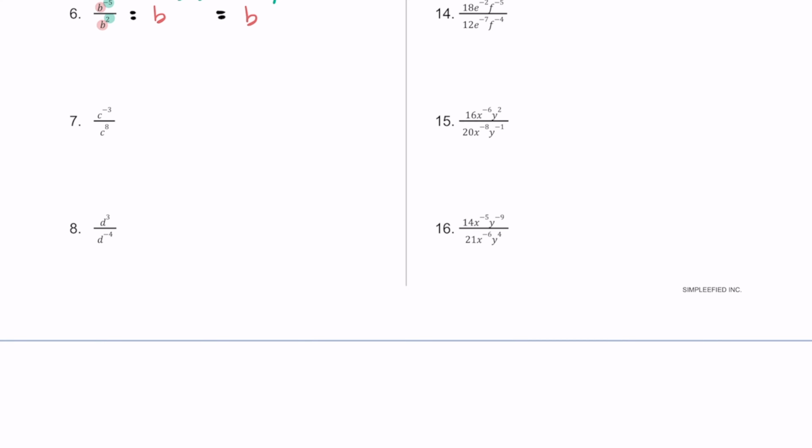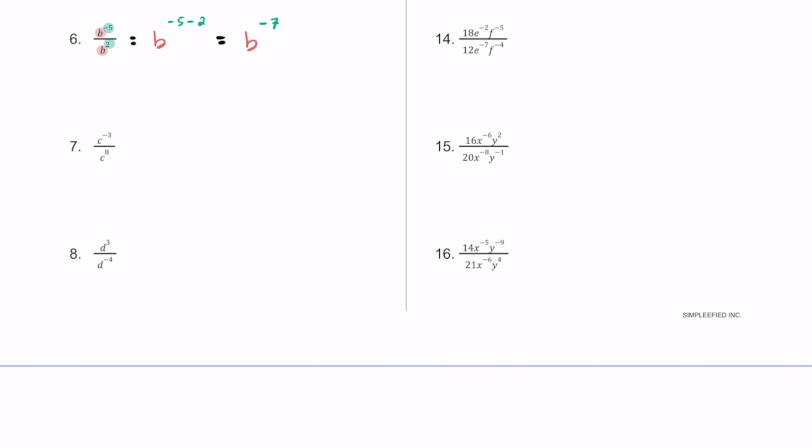Here's number 7. In this expression, we have common bases of c, so we can use that quotient rule and subtract that 8 from the negative 3. So rewriting this using one base, we can write this as c raised to the negative 3rd power minus 8. Now negative 3 minus 8 is the same thing as negative 3 plus negative 8, so we can write that as c raised to the negative 11th power.